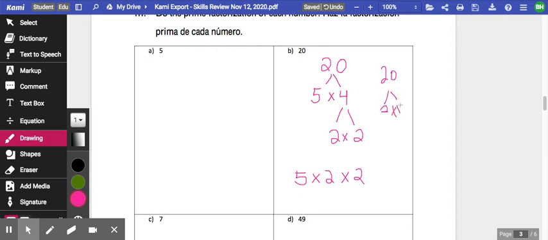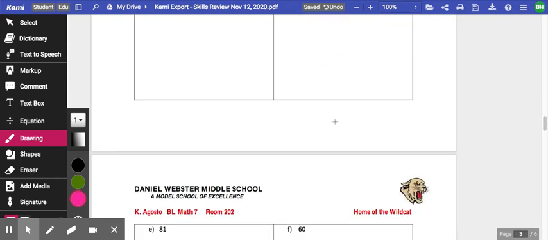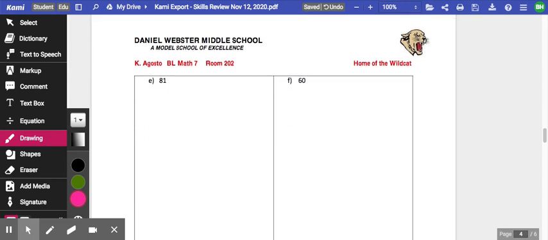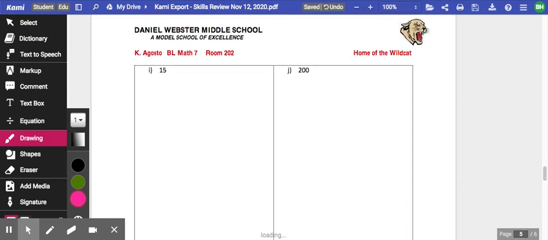times 10. Okay, 2 is prime, and then I break down the 10, so I do 2 times 5. You see I still have 5, 2, 2 there. So it doesn't matter which way you break it down, as long as you make sure you stop at the right numbers. Okay, so that's more prime factorization.